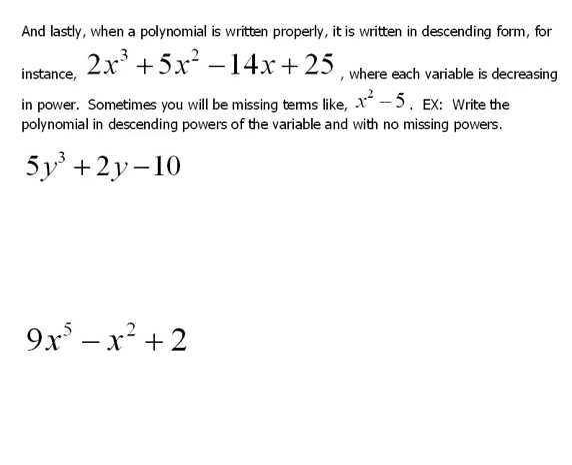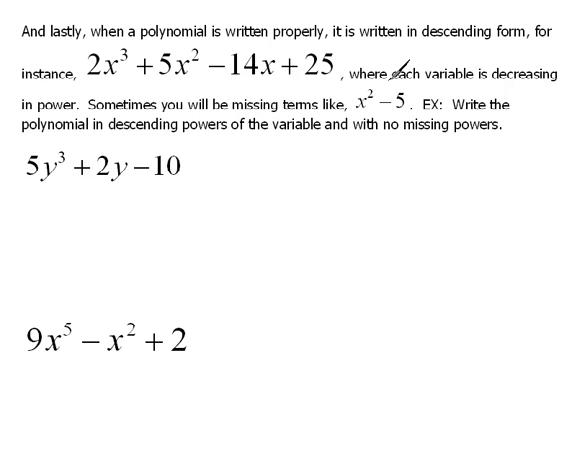Finally, we've already sort of touched on this a little bit, but when a polynomial is written in the proper form, we call that descending order. Now, descending order, and again, this was our example that we've been working with as we were talking about the terminology. Each variable, when it's written in descending form, is decreasing in power. So here we're starting out with an x cubed, and then next would come x squared, and then x, and then no x's. So 3, 2, 1, 0. That is perfect descending order.